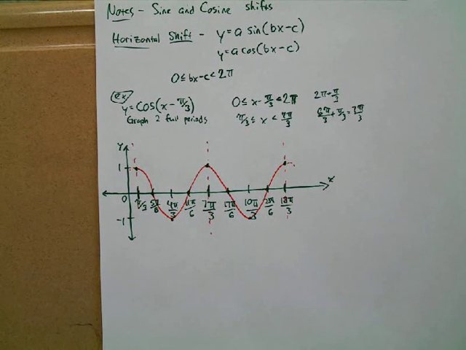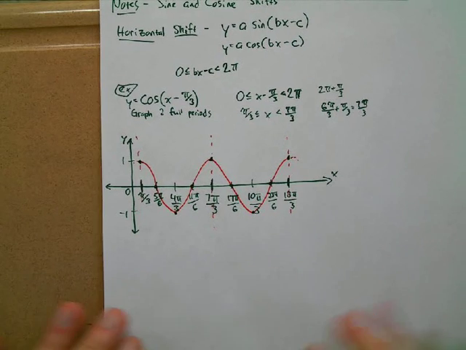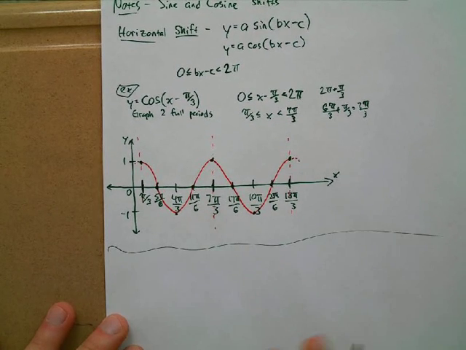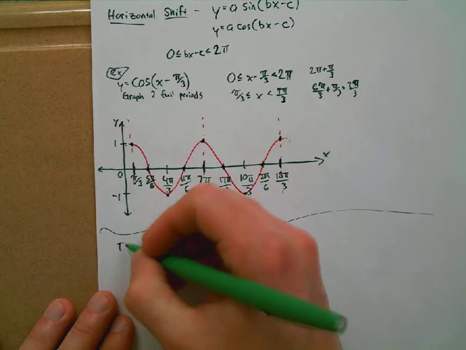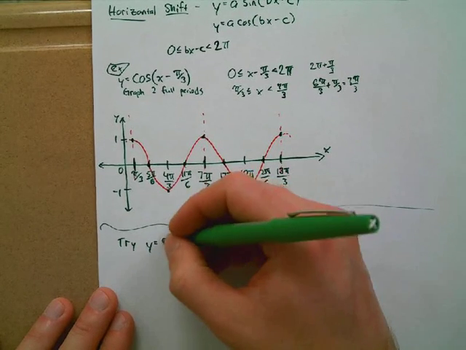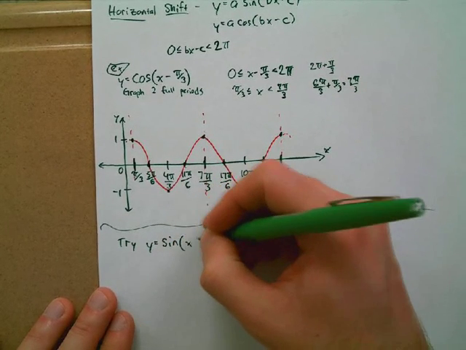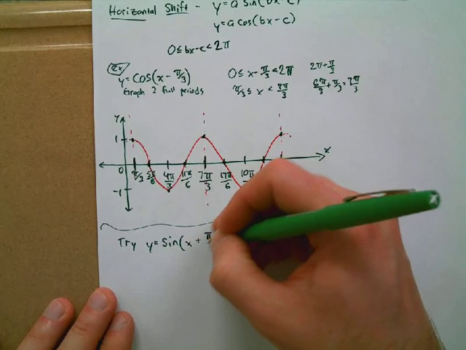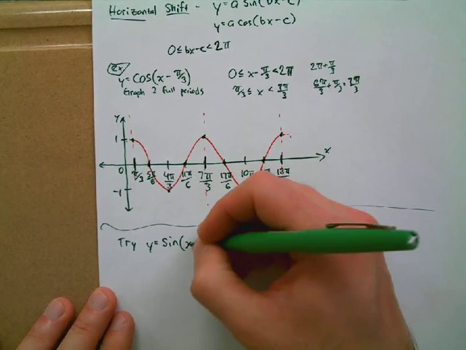All right, but I'm going to have you try one here. How about you all try y equals the sine of x plus pi over 2. Go ahead and try that one, and graph it. Again, graph 2 full periods, please.